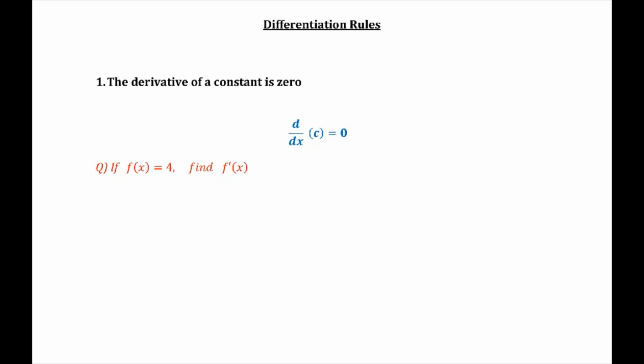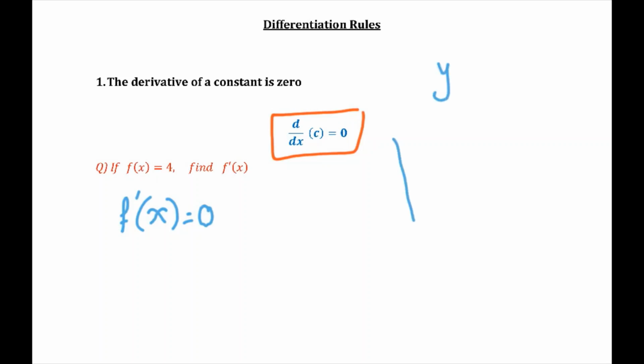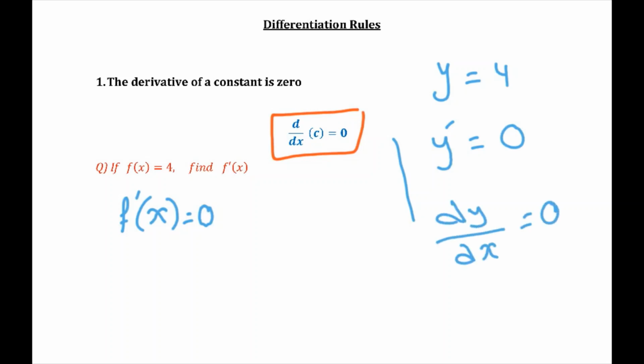Today we will learn the second method of finding the derivative by using the differentiation rules. We are going to start with the first rule, the derivative of a constant. Well, the derivative of a constant is equal to 0. For example, if I have f(x) = 4, then f'(x) will equal 0. Let's say I give you the question as y = 4. Then you're going to say y' = 0 or dy/dx = 0.